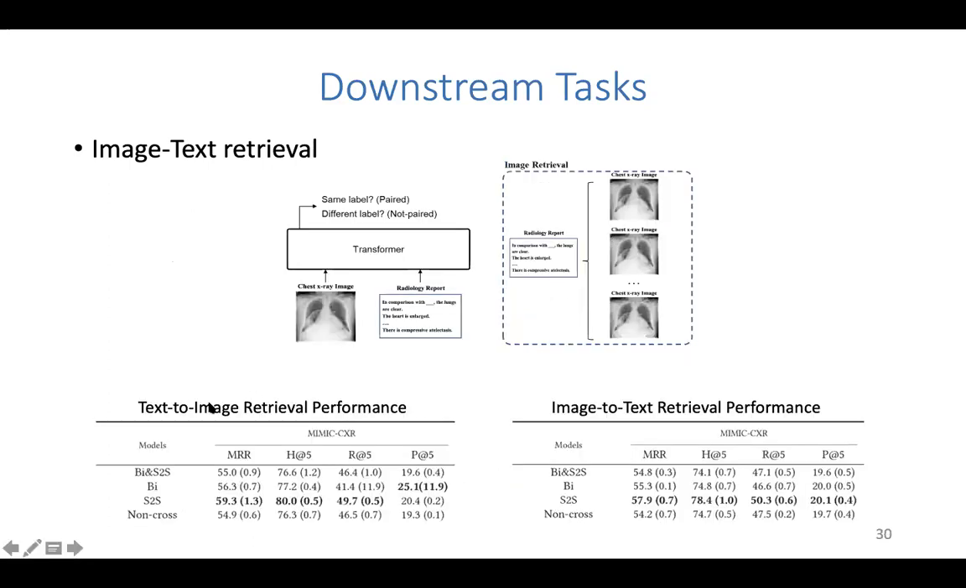So there are two different performances: text to image retrieval and image to text retrieval, because you can use either as an anchor. And in this case, interestingly, the sequence to sequence attention map shows the best performance, and obviously, again, the non-crossing attention map is showing the worst performance.